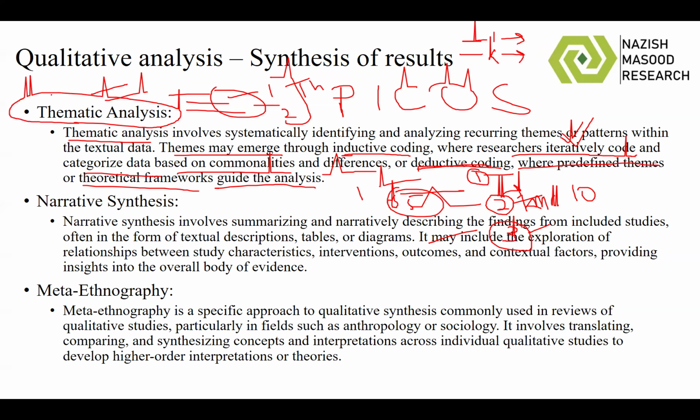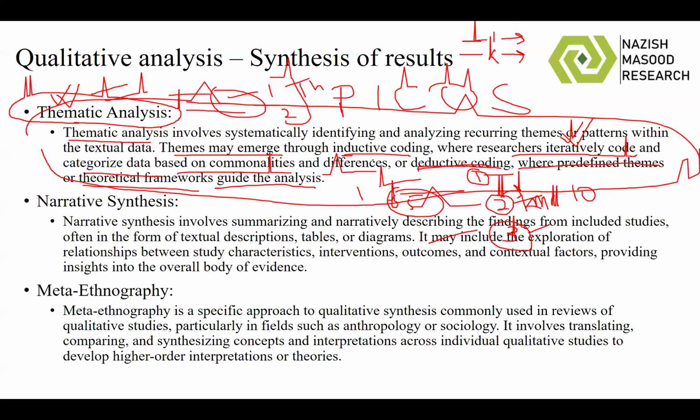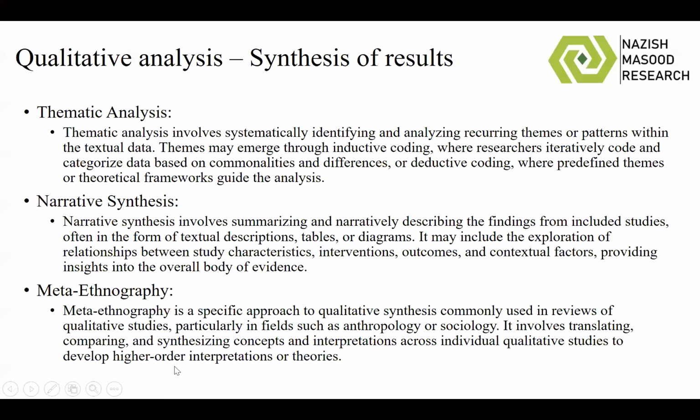The best way to learn how thematic analysis is done is to go and look up articles where they have applied thematic analysis. Thematic analysis is the most common type of qualitative analysis that is done in systematic reviews. And like I said, in thematic analysis, you can go for inductive coding or you can go for deductive coding, depending on what you want to go for, right? But that's not the only type of analysis.